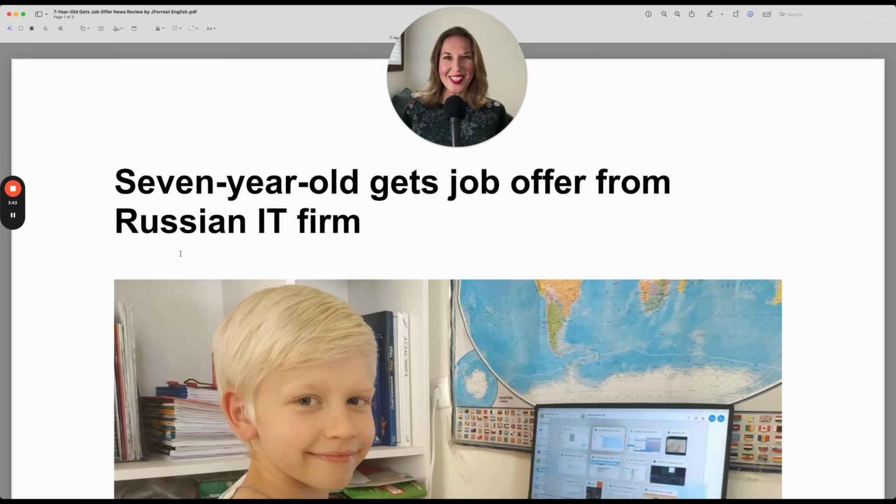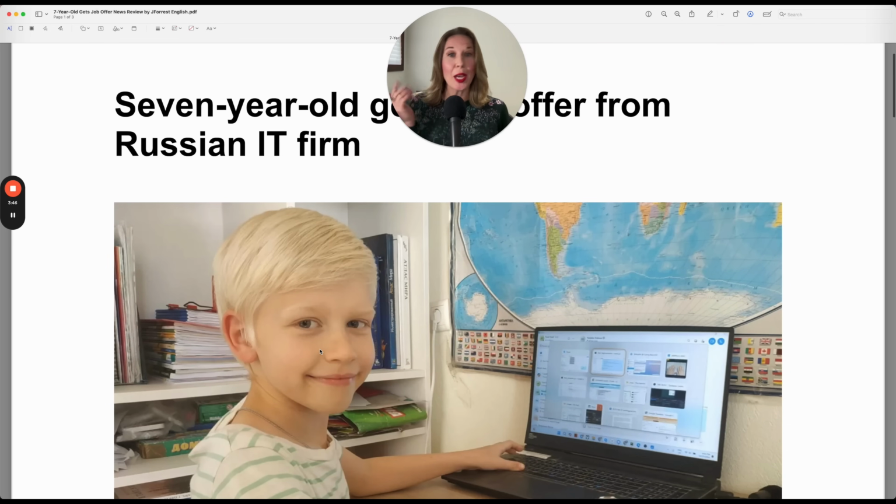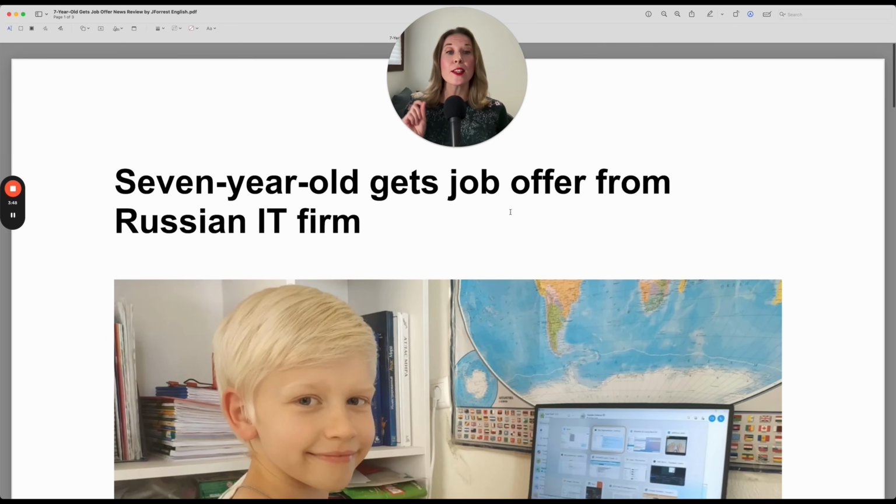Let's review the headline together. "7-year-old," you see him right here in the picture, "7-year-old gets job offer from Russian IT firm." Now, this is a headline, so articles and auxiliary verbs are omitted to make the headline as short as possible, and this is accepted even in formal situations. However, if you were to write this as a regular sentence, there are 3 articles missing. Do you know where the articles need to go grammatically? Well, let's review this together.